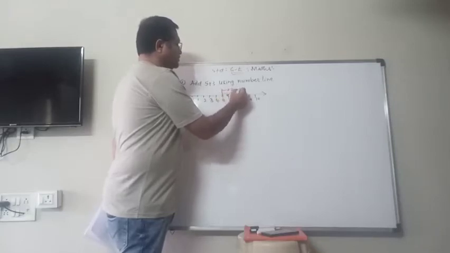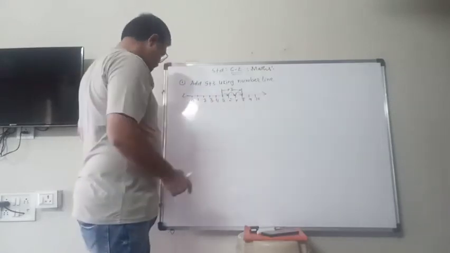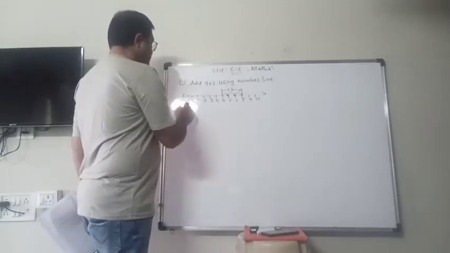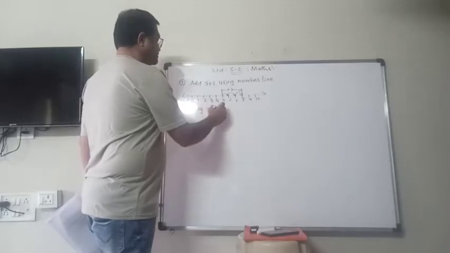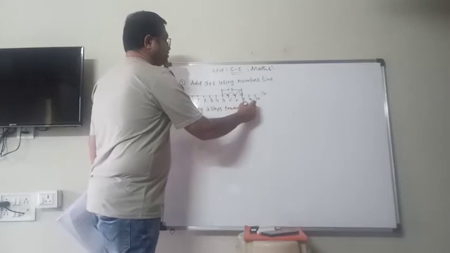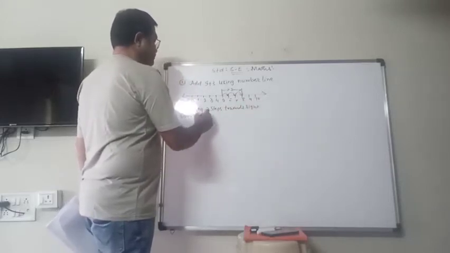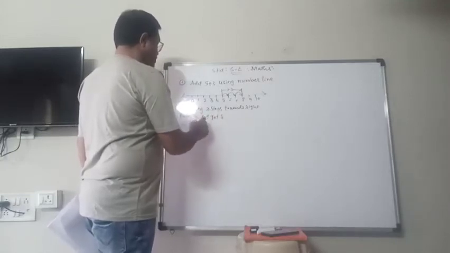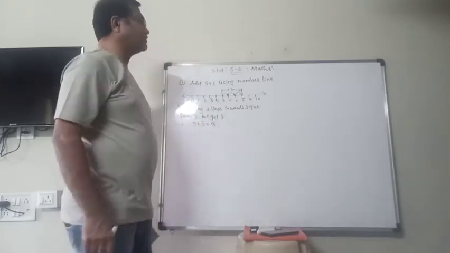So the direction. How many steps we move? 3. And what did we get? 8. So we can write down here: by moving 3 steps towards right from 5, we get 8. Therefore, 5 plus 3 equals 8.